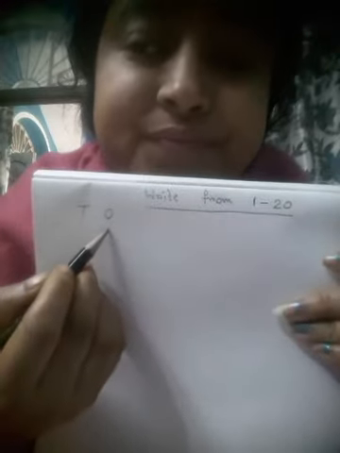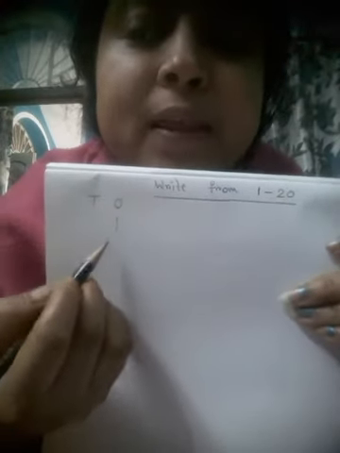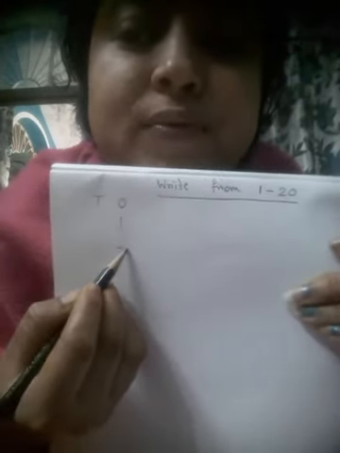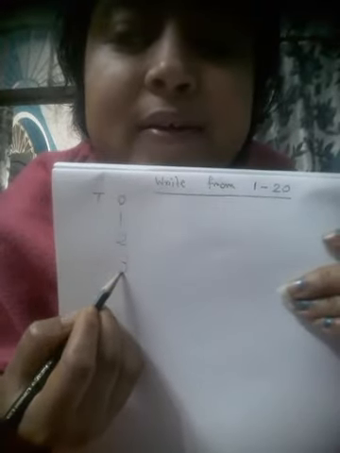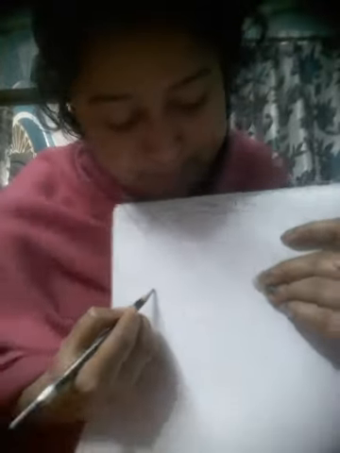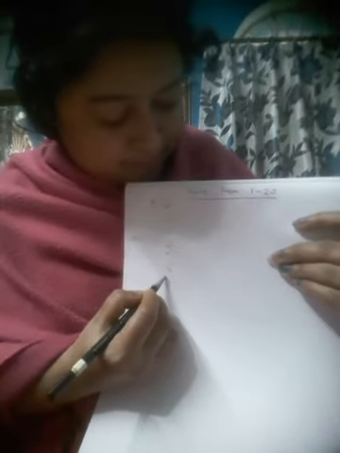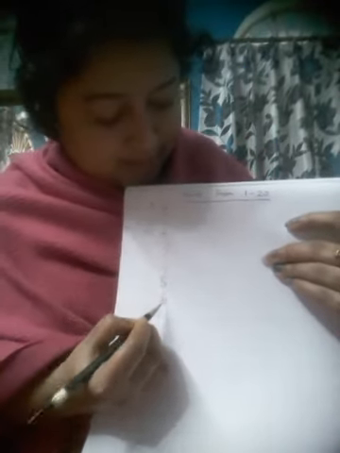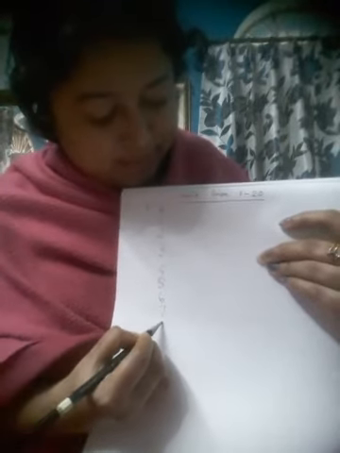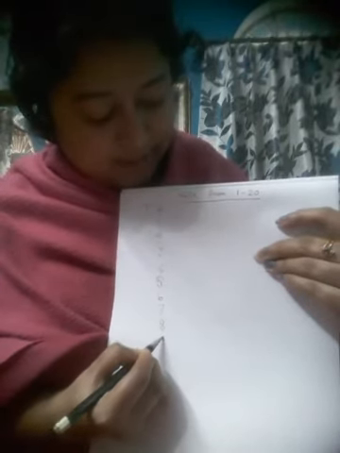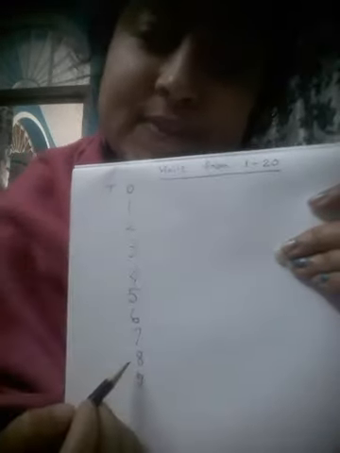So let's start. 1, 2, 3, 4, 5, 6, 7, 8 and 9. So 1 to 9 are the single digit numbers. That is why they have been placed in the place of ones.